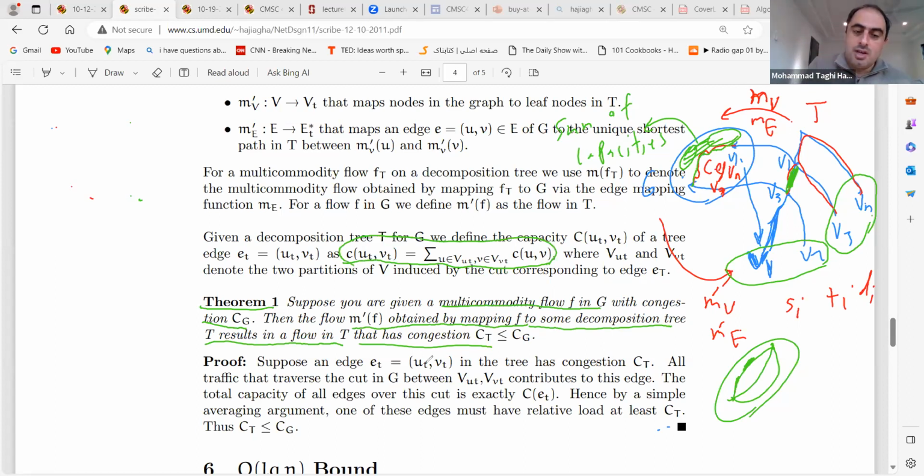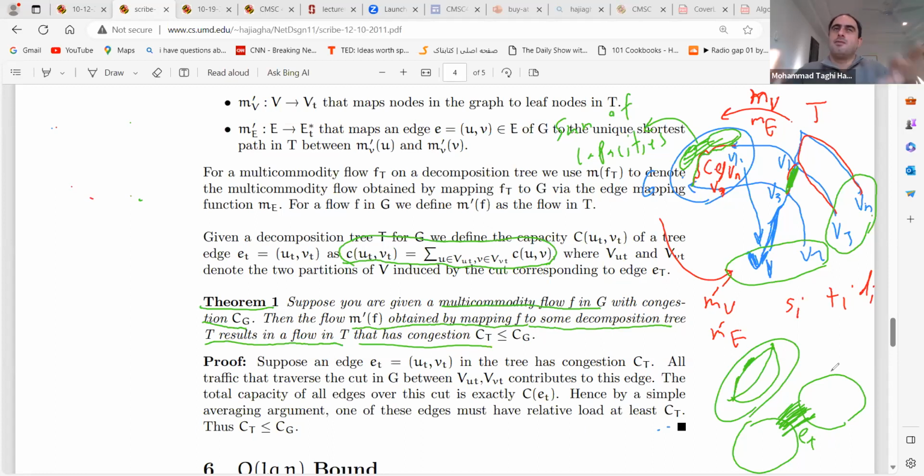Why? Essentially, consider any edge in the tree, say this one, ET. What is the congestion? Congestion on the tree is the total flow that goes through this ET. And now you can see that any edge you are considering in this tree, all the flows traversing through this edge are exactly those that, if you have a cut here between this vertex set and the remaining vertex set in the tree, are going through this ET.